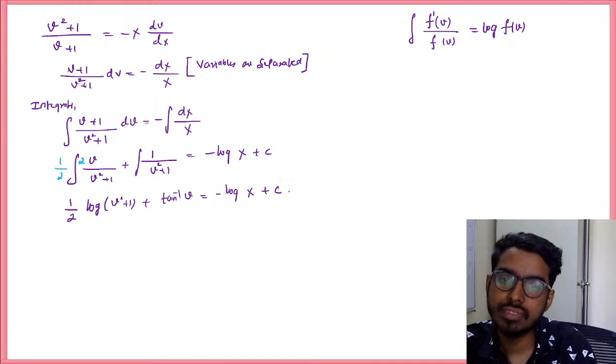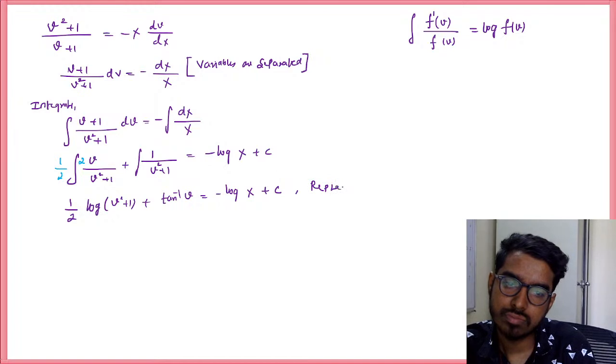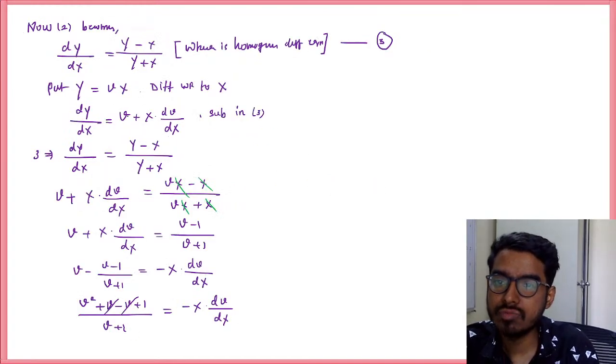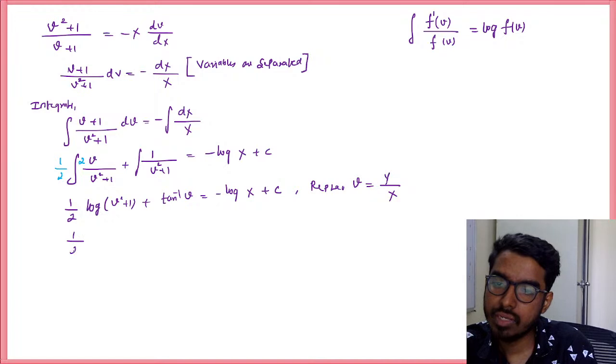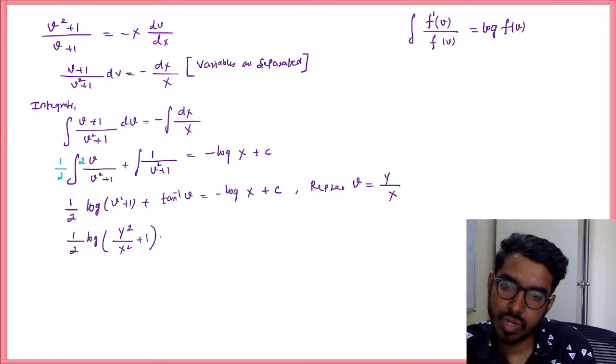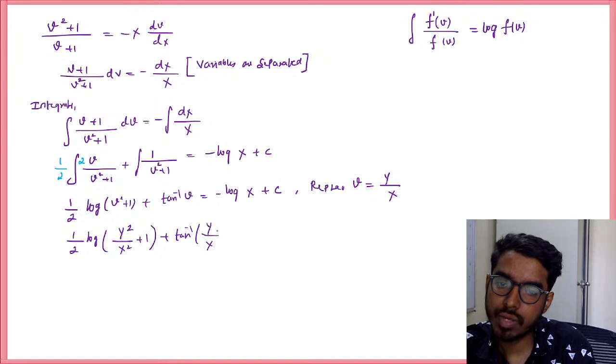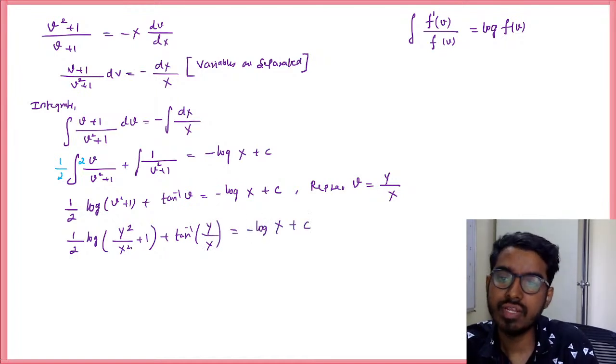You just have to replace small v. What is small v? It is capital Y by X. So this will be 1 by 2 log of (Y square by X square plus 1) plus tan inverse of Y by X is equal to minus log X plus c.